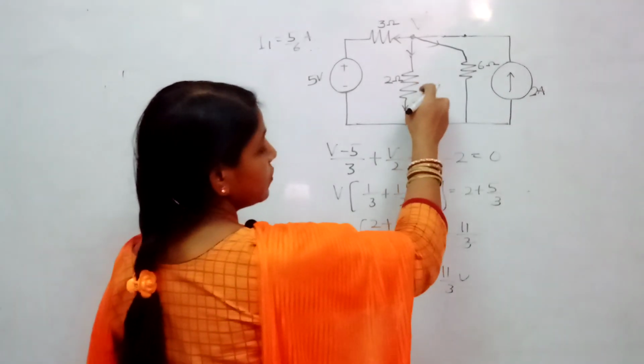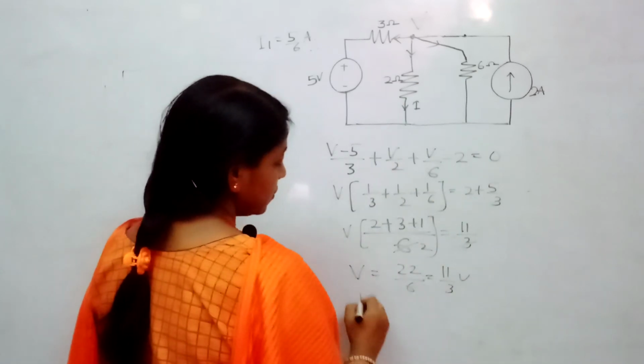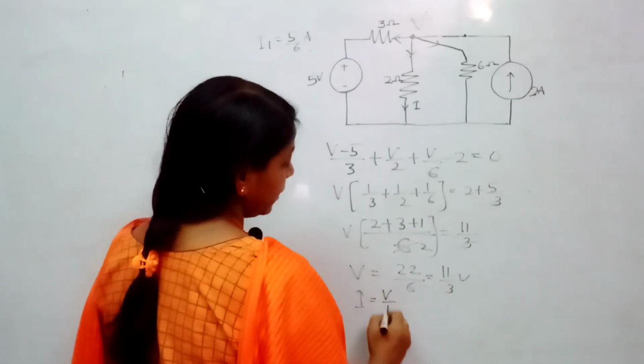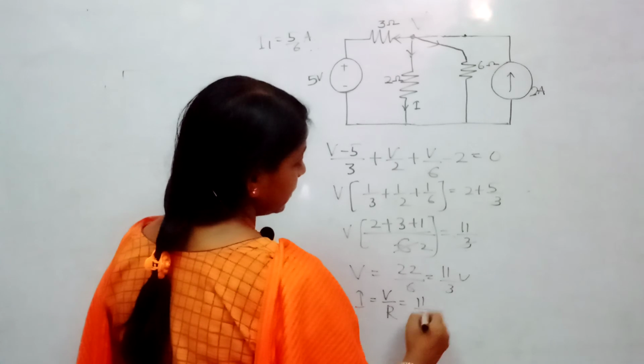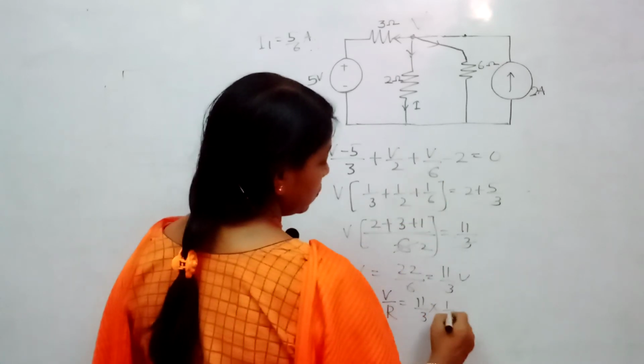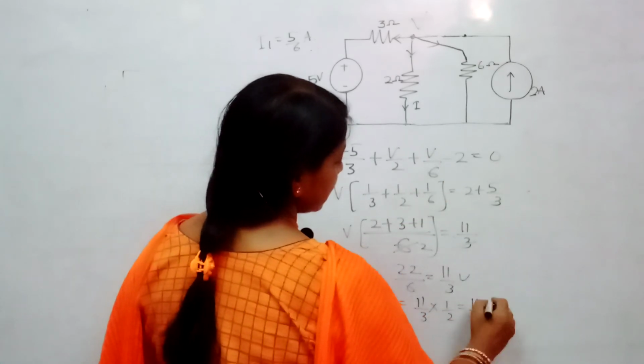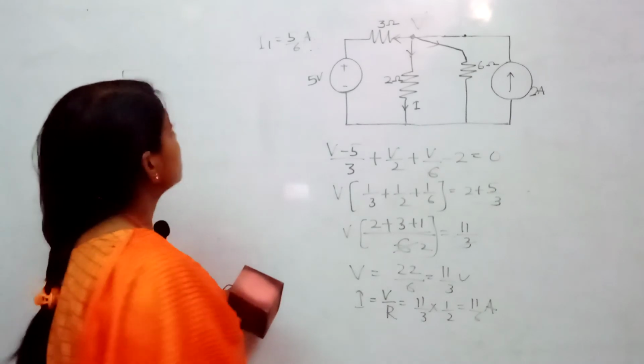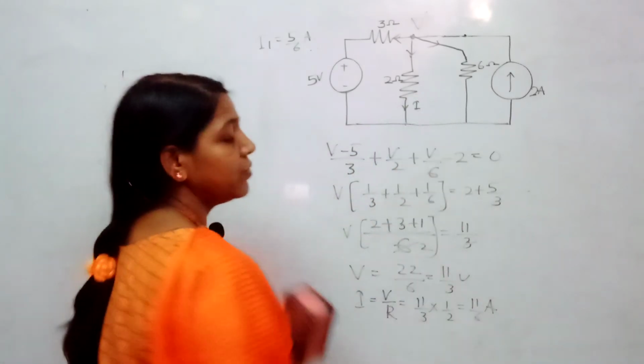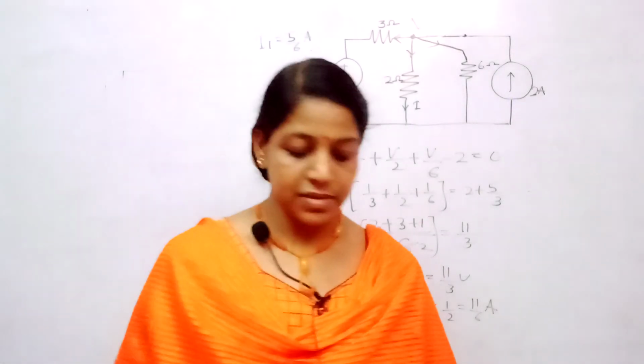Now your target is, what is the current across here? So current I equal to V by R. So hence 11 by 3. Now my resistance is 2. So 11 by 6 amps. So what we got earlier, the current is 11 by 6. Now also 11 by 6. Yes or no?